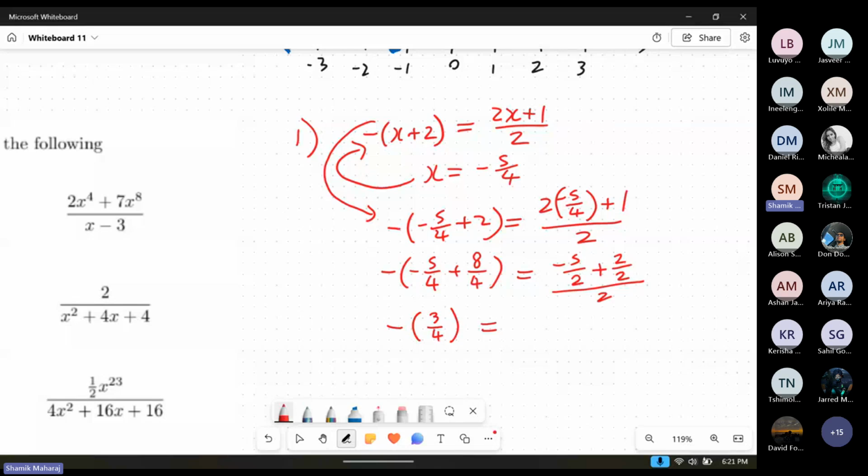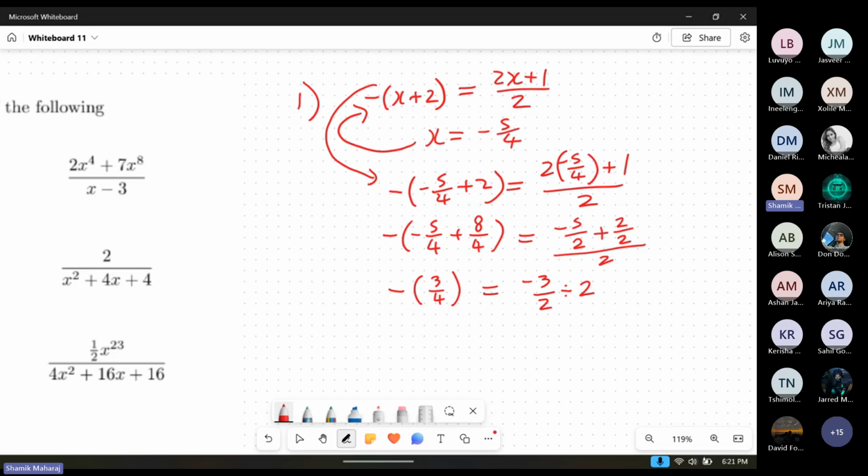Okay, on the right-hand side, is this simplifying nicely? I hope it is. Minus 4 plus 2 is minus 3 over 2, and that's all divided by 2. Okay, I think we're getting there. So this is minus 3 over 4 on this side, and on this side we have minus 3 over 2.